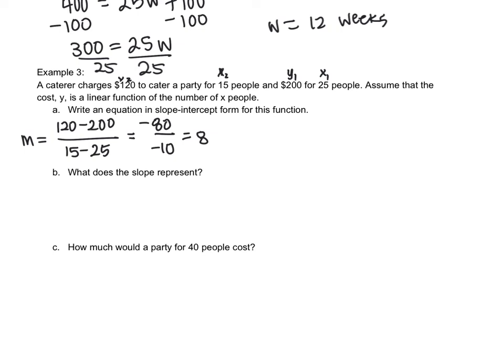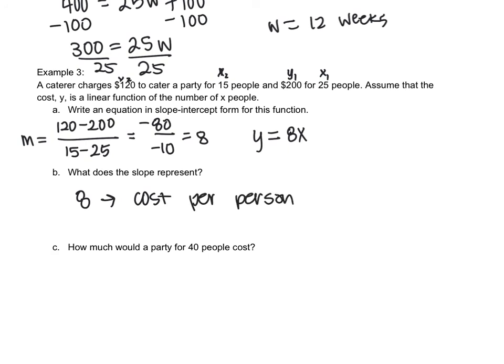We now need to figure out what the y-intercept is, if there's a base fee for the cost. I can use the fact that I know what it costs for 15 people to check if 8 times 15 is 120. 8 times 15 is 120, so there is no additional cost. I can double check that 8 times 25 is also 200. So it's just the formula y equals 8x. There is no additional fee. So the slope is 8, and it represents the cost per person.